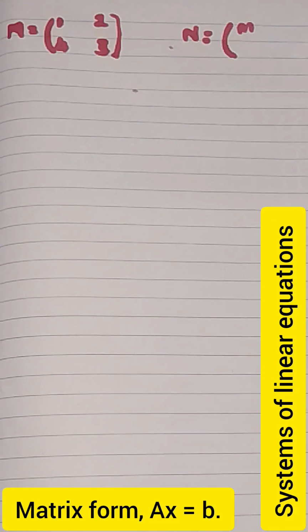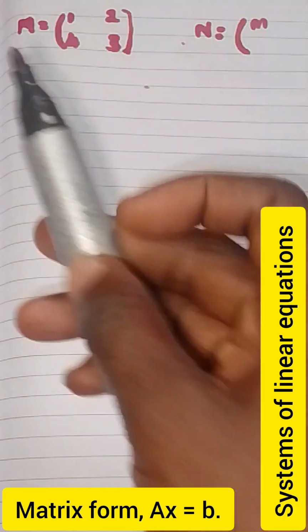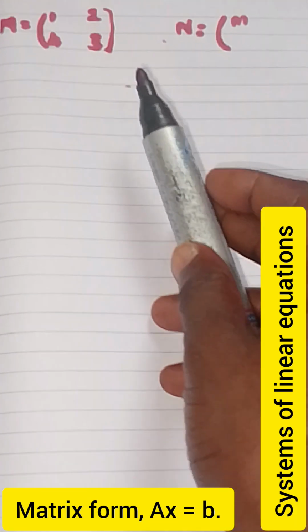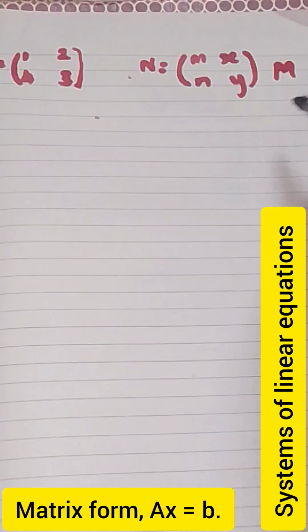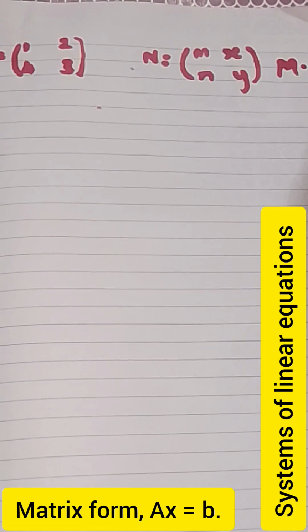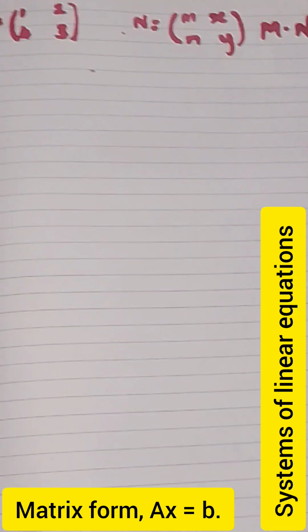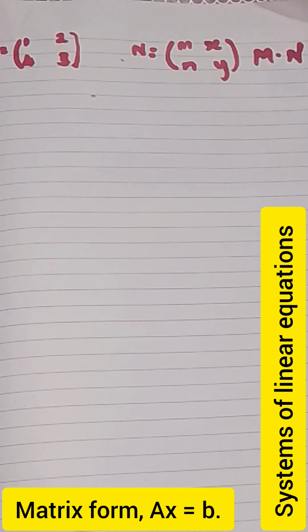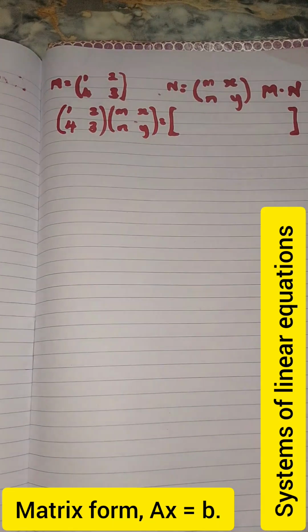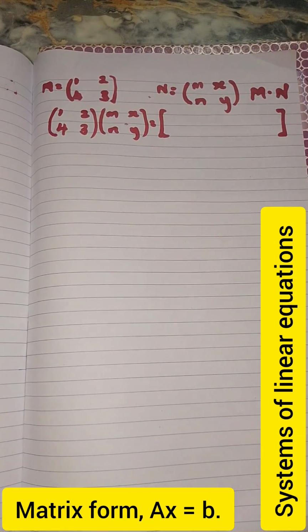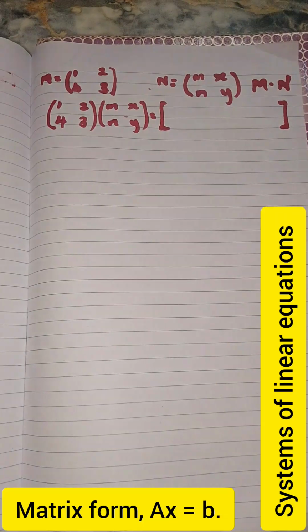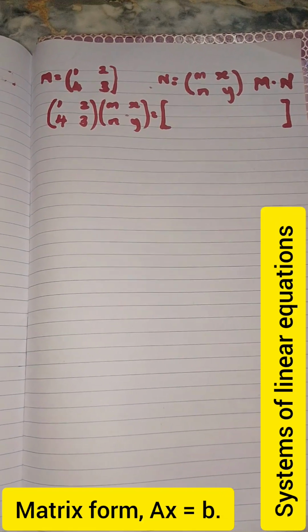Okay, so still on matrices, you have M. These are the elements of M, and for N are the elements of N. So you need to look for M times N. Apply the same principle. Remember, the rows multiply the columns. The rows are the horizontal component, the columns are the vertical components.